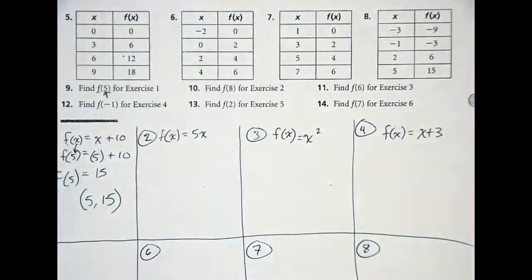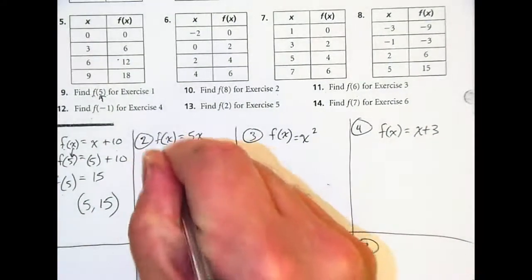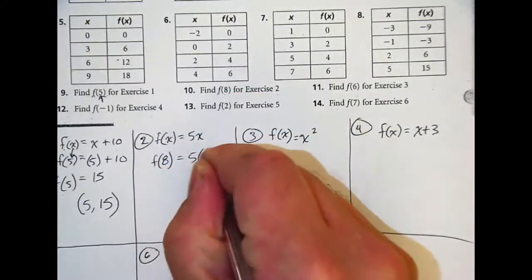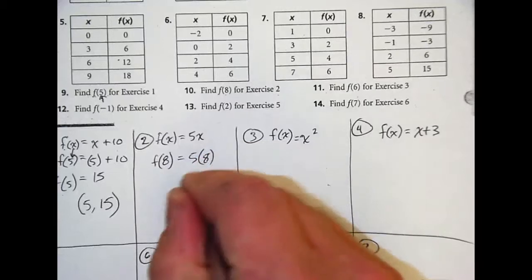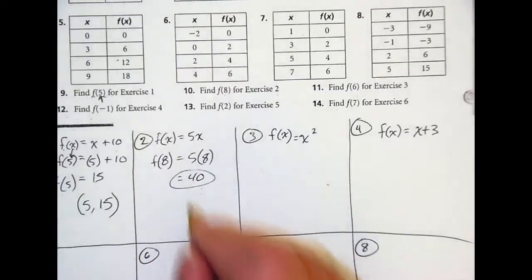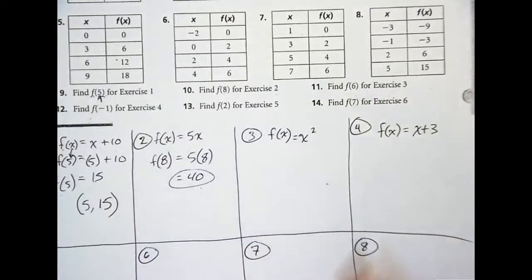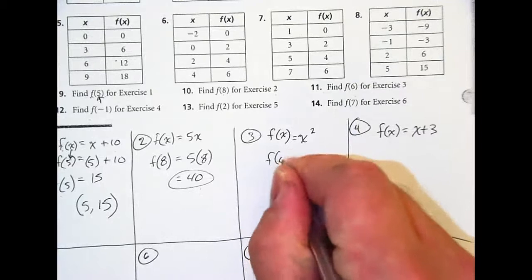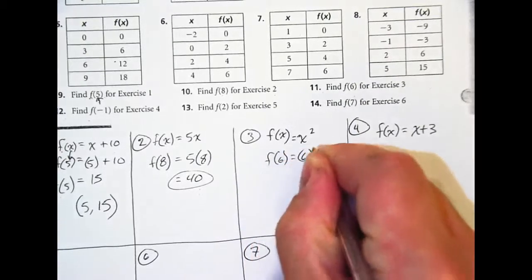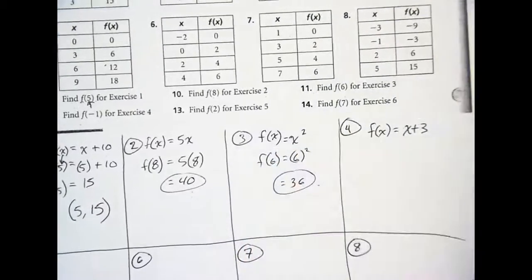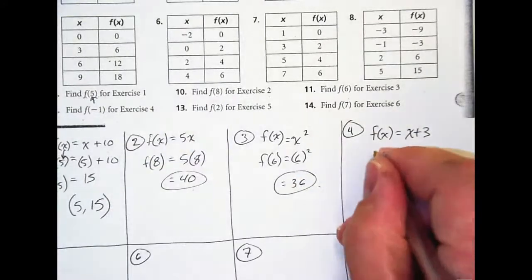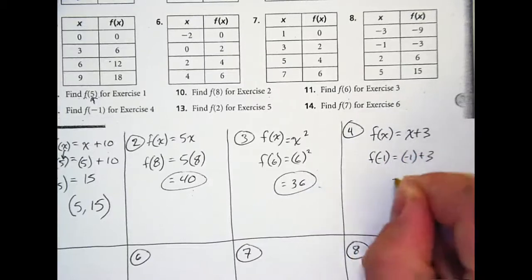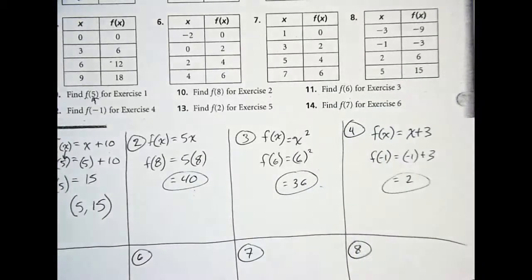All right, I'm going to go ahead and get your answers up here. So number 10 says find f of 8 for exercise 2. So that's 5 times 8, or 40. And you can just leave it like that. You don't always have to put it in the ordered pair format. Number 11 says find f of 6. So that's 6 squared, or 36. And then number 12 says find f of negative 1. So that's negative 1 plus 3, or 2. Any questions on those?